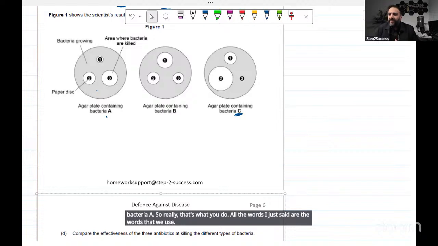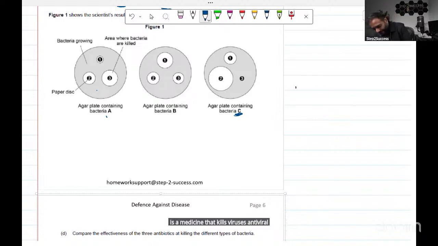Is the medicine that kills viruses antiviral? I think there is a medicine that can treat certain viruses. It's called an antiretroviral.